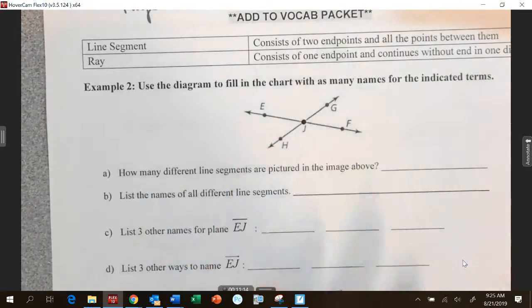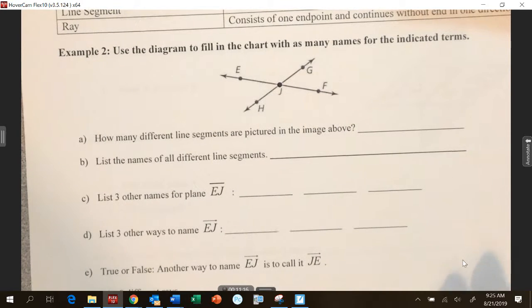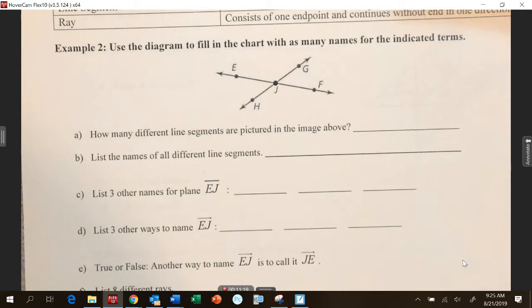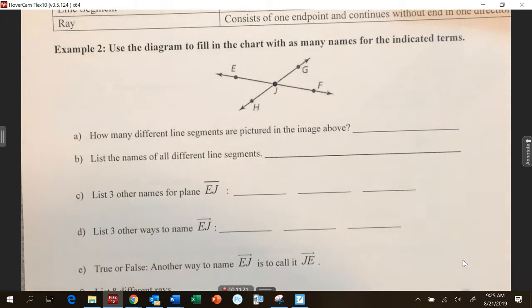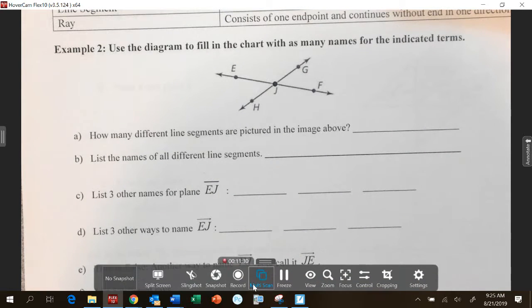Here's a diagram. Let's see what we can answer. How many different line segments are pictured in the image above? So we're talking about segments, pieces of a line. It doesn't have an arrow. I want you to count. I don't want you to yell out answers. I want you to count. How many segments do you think are pictured there?